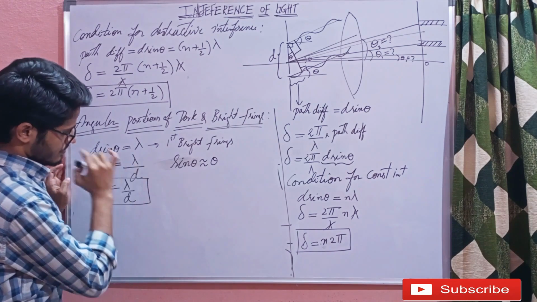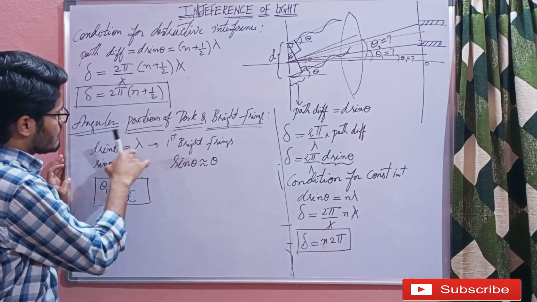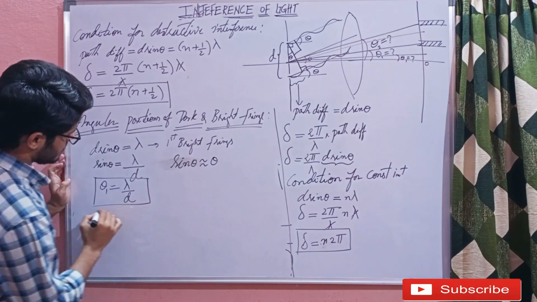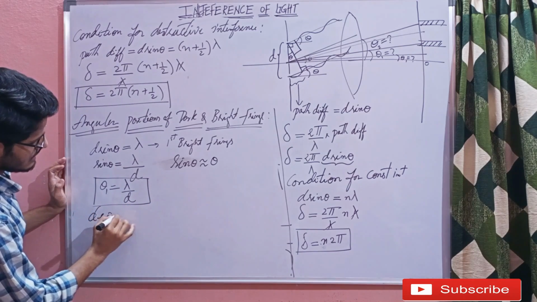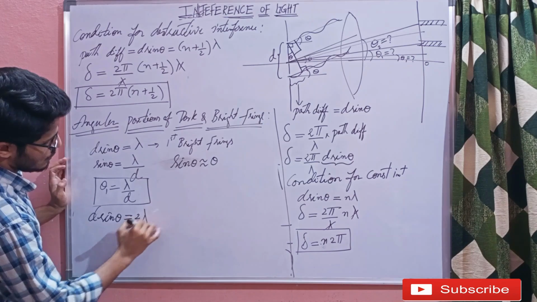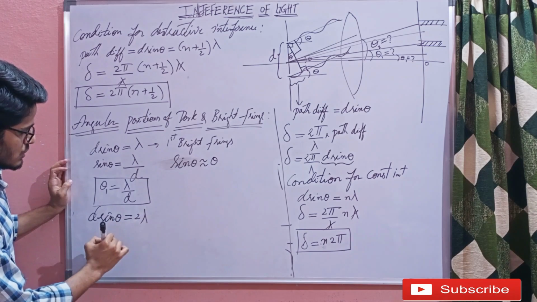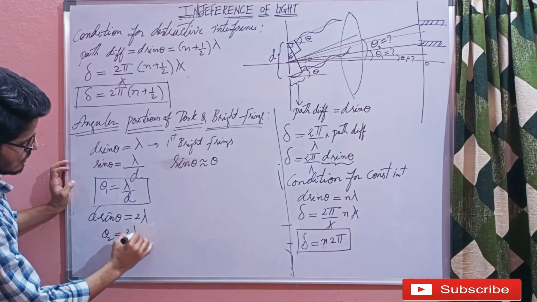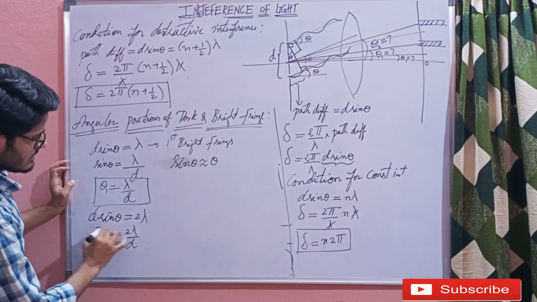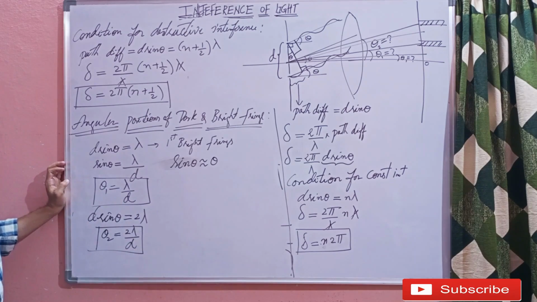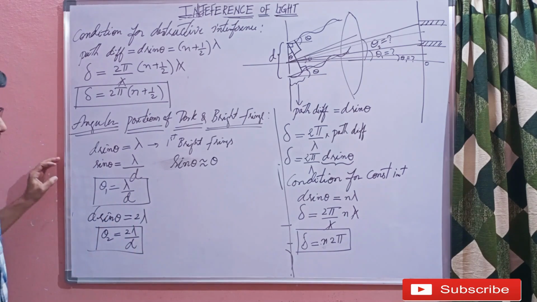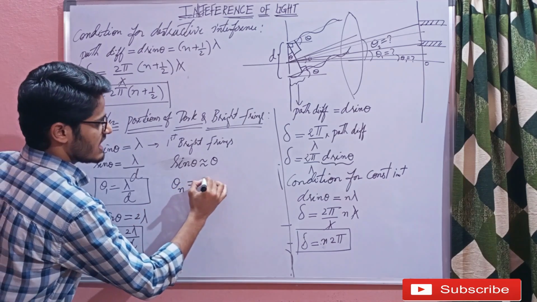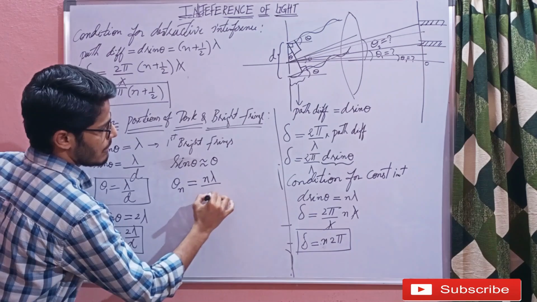Similarly, if you want to do it for the second bright, what is the path difference for the second bright fringe? It will be d sine theta equal to 2 lambda. Because it's 2 lambda now, theta 2 can be written as 2 lambda by d. This is the angular position of the second bright. So similarly, if I generalize it, theta n is equal to n lambda by d.